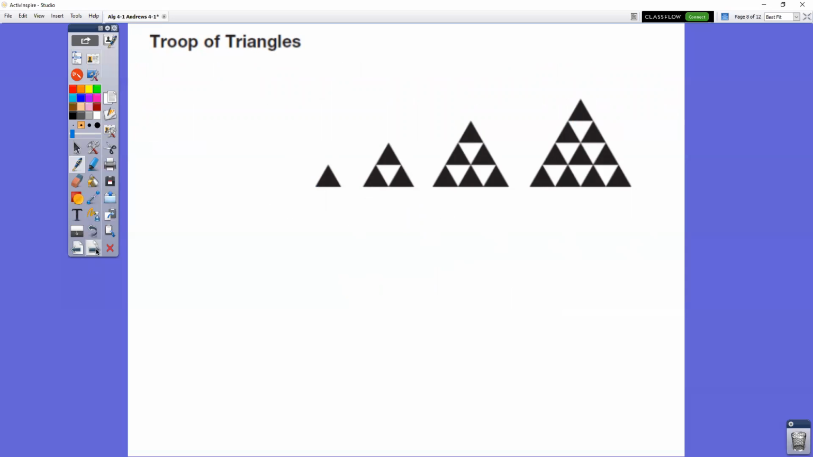The troop of triangles. So take a look at this pattern. You can clearly see that we are adding a row each time to the bottom. So we have 1 triangle here, 3 triangles here, 6 here, 10 here. What are we doing each time? Well, we added by 2, we added by 3, we added by 4, because we're adding 1 to the bottom row each time and moving all the other ones up. So that's what our pattern would look like: 1, 3, 6, and 10.